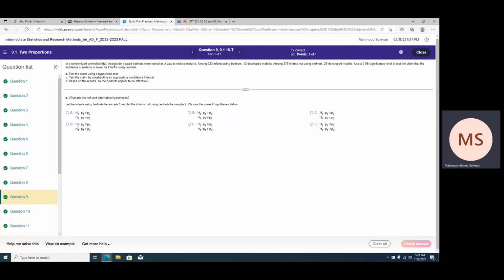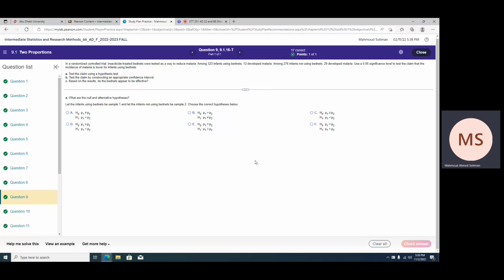So we have here, among 323 infants using bed nets, 12 developed malaria, and among 276 infants not using bed nets, 29 developed malaria. So we have to test the claim that malaria is less for those who use bed nets. Sample 1 is bed nets, so it's less than. Sample 2 is not used.